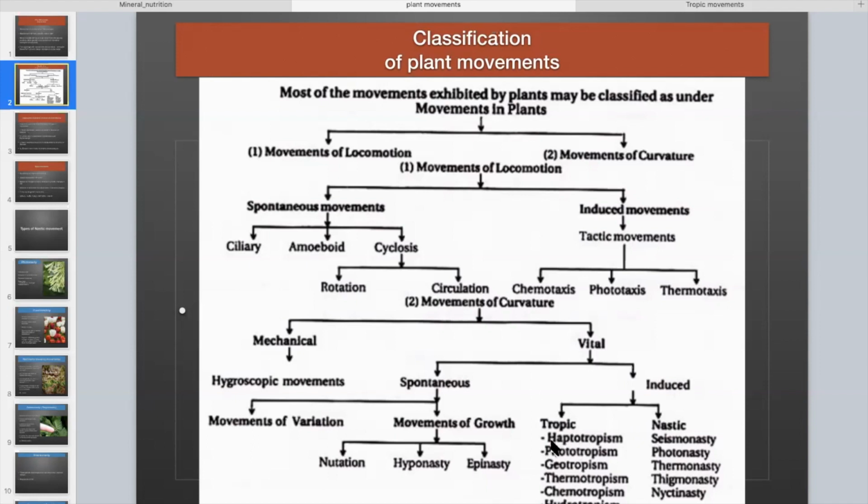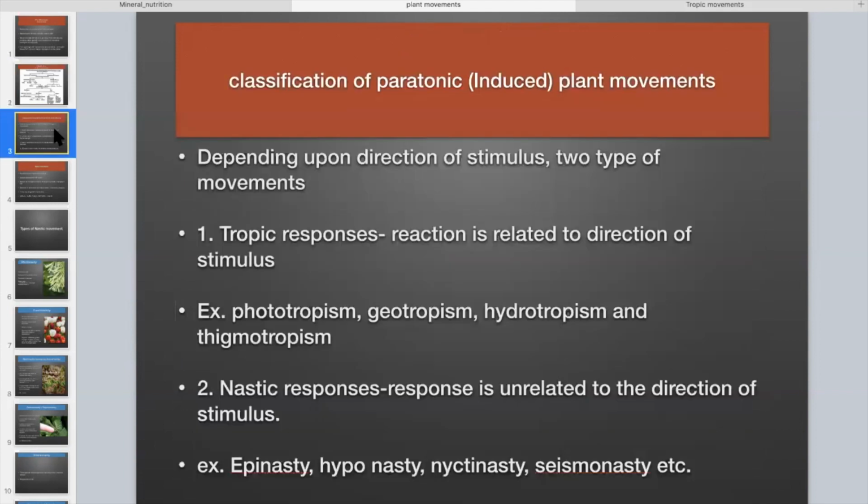And in this, there are two types. One is a tropic movement and another one is called the nastic movement. So these two things we are going to study in our syllabus: nastic movements and tropic movements. Coming to the nastic movement, depending upon the direction of stimulus, there are two types of movements.